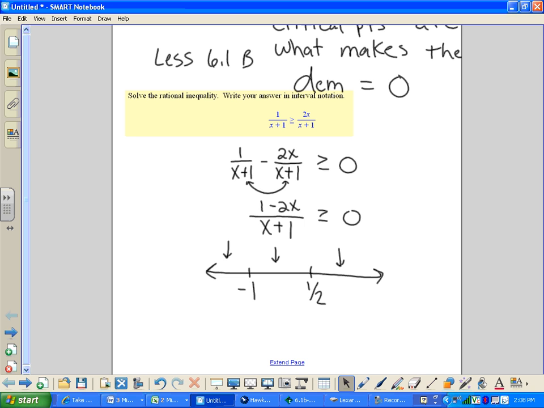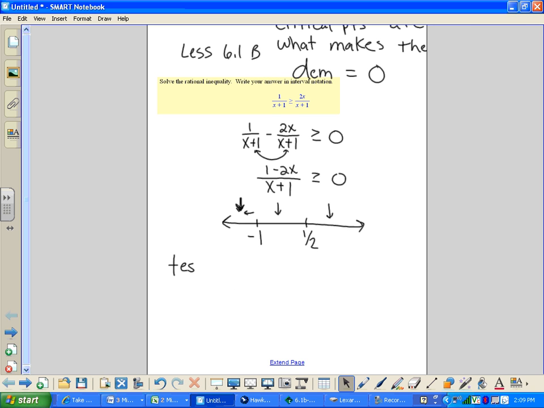So let's start over here. Let's go left to right, and we're going to test this interval. What I want to do is pick a value that would be in that interval, so anything on this side of -1. To make things easy, I'm going to pick a nice number. I'm going to pick -2, and so I'm going to test -2 here. I'll take -2 and substitute it into the rational inequality. When I substitute -2, I'm going to get 1 minus 2 times -2 over -2 plus 1.